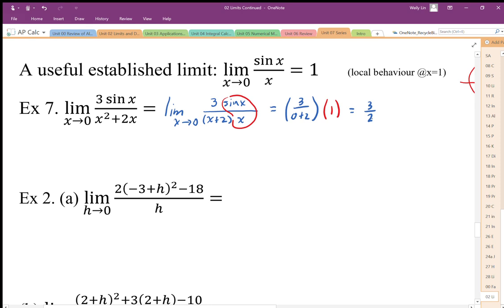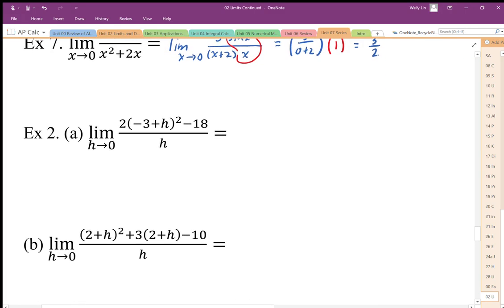So again, we should really graph these to just check our limits. Most of your examples are not going to have answer keys because you're expected to graph and just verify your limits through the graphs. Okay, so this one here, let's take a look at this. What can we do with this one?